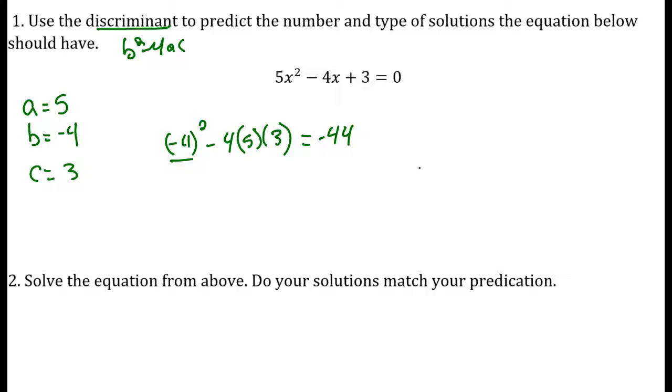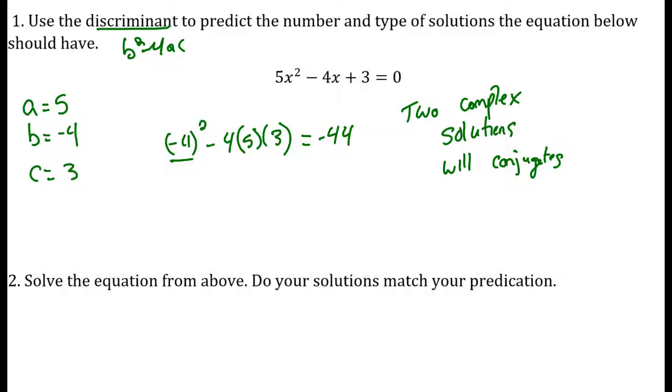So I have a negative discriminant, which means that I have radical negative 44 in the quadratic formula, so I have two complex solutions. And it's important to notice that these two complex solutions will be conjugates. They'll be conjugates of each other because of the way the quadratic formula is set up.